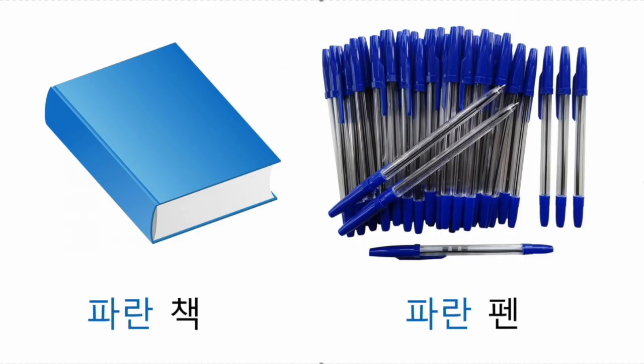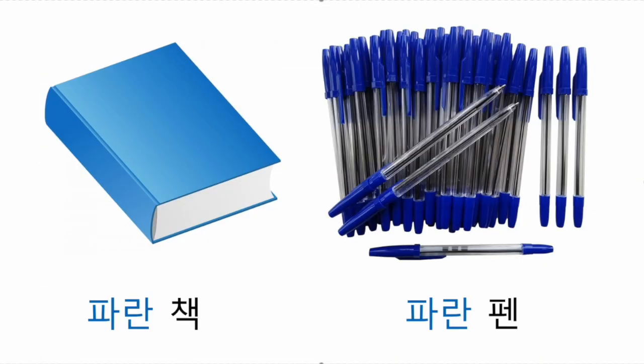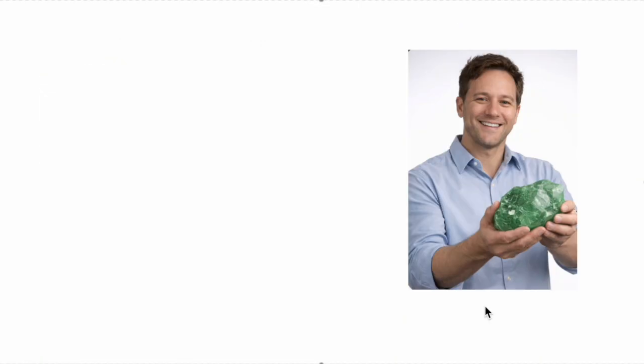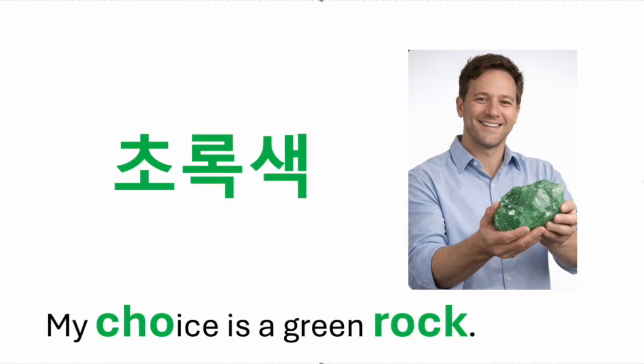파란 pen. Okay. So again, if you're using it as an adjective, you drop that and say 파란 책, 파란 pen. Now, 초록색 is a little different. 초록색 is green, right? So if you have a green bag, 가방, right? Bag. Okay, you do have to say 초록색 가방.